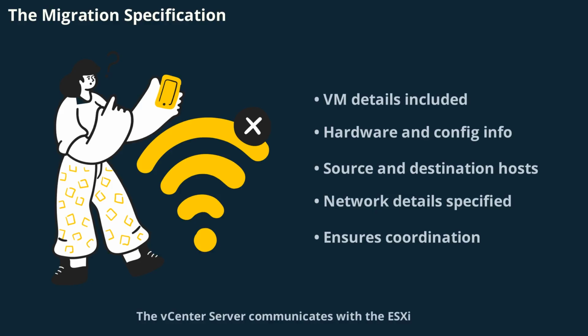The vCenter server communicates with the ESXi hosts using the Virtual Provisioning X Daemon (VPXD), which interacts with the Virtual Provisioning X Agent (VPXA) on each host. This communication ensures that the migration process is coordinated and that all necessary resources are reserved.